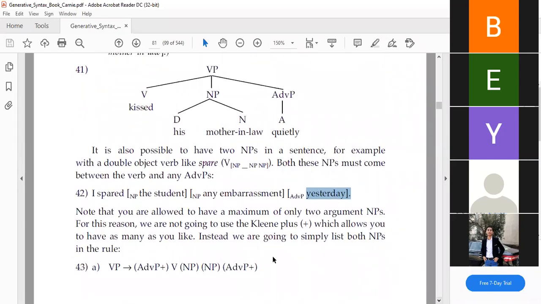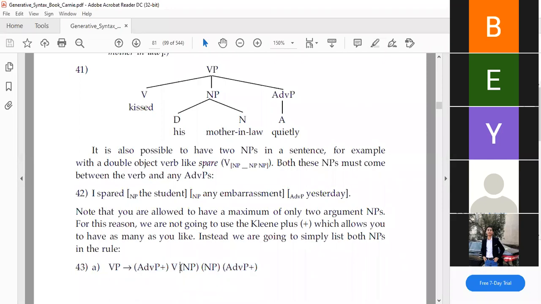So we need to add something to the rule, because if we say just V, then optional NP, we exclude ditransitive verbs. To include them, we change the rule and we say VP consists of optional ADP plus, obligatory V, optional NP, optional NP, then optional ADP plus. In this order, NP, then ADP. The ADP cannot precede the NPs and separate them from the verb.